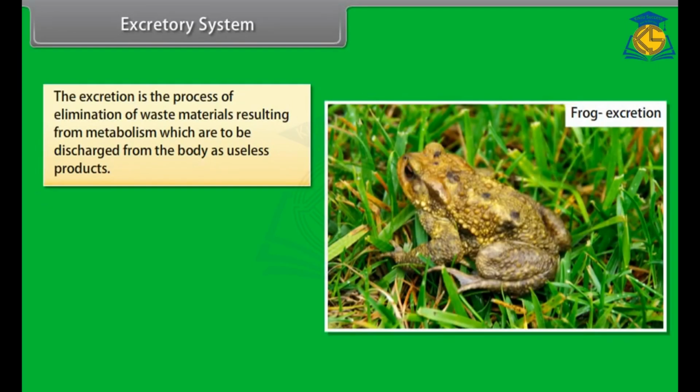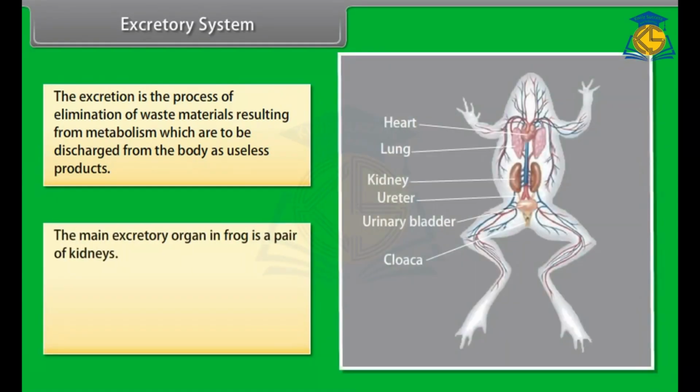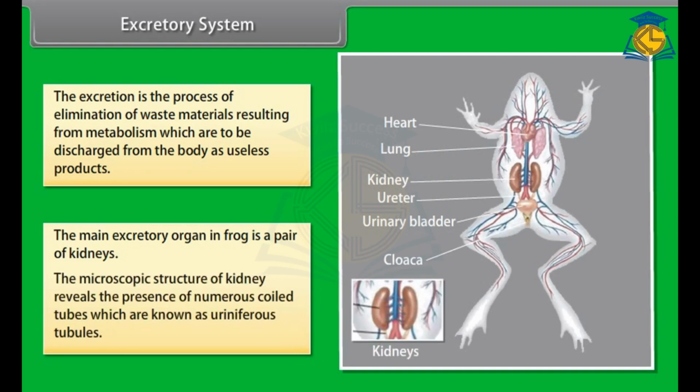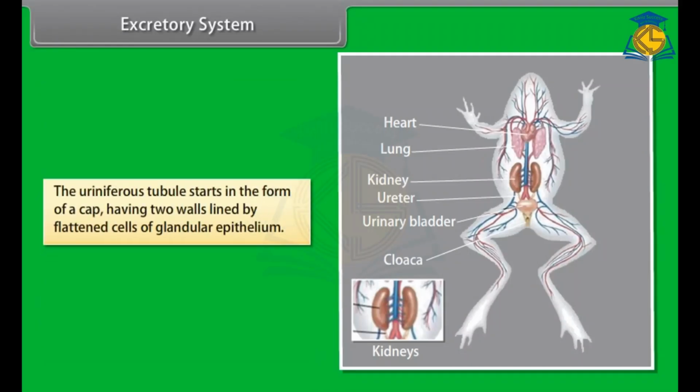Excretory system. Excretion is the process of elimination of waste materials resulting from metabolism, which are to be discharged from the body as useless products. The main excretory organ in frog is a pair of kidneys. The microscopic structure of the kidney reveals the presence of numerous coiled tubes, which are known as uriniferous tubules. The uriniferous tubules start in the form of a cap, having two walls, lined by flattened cells of granular epithelium.